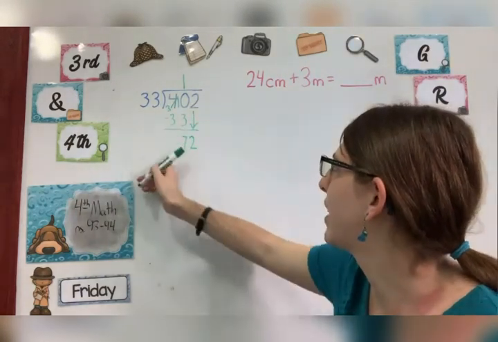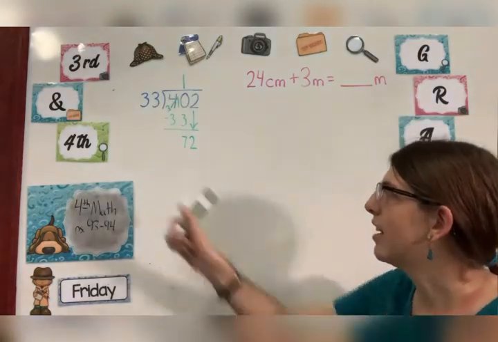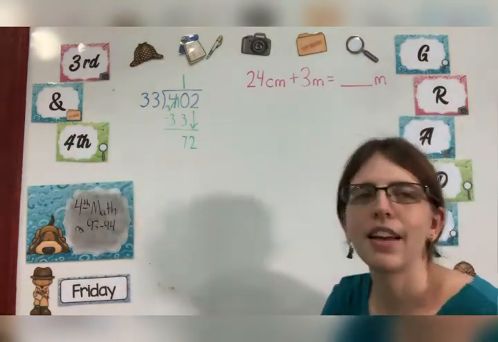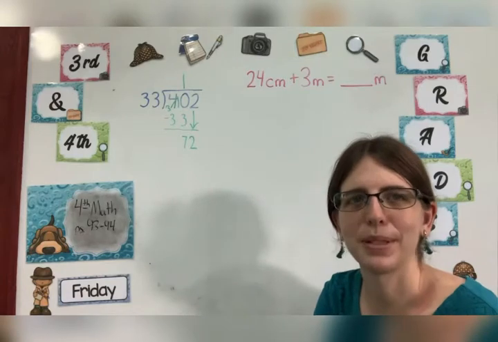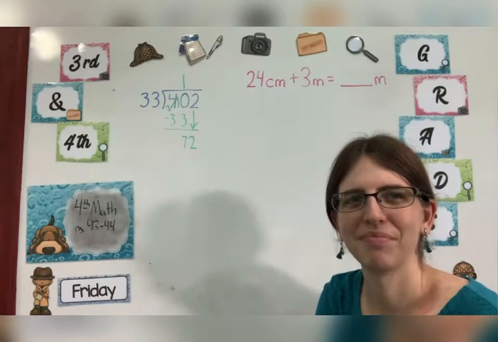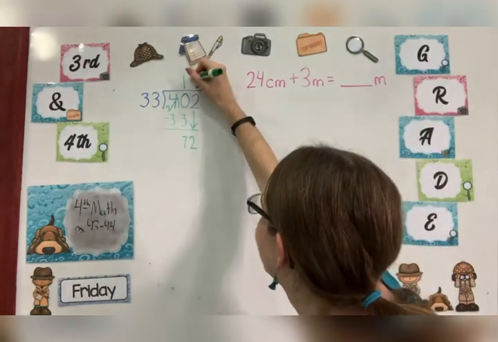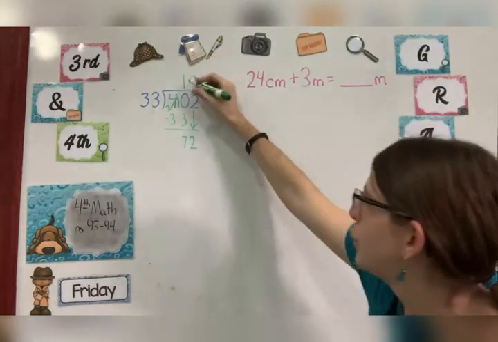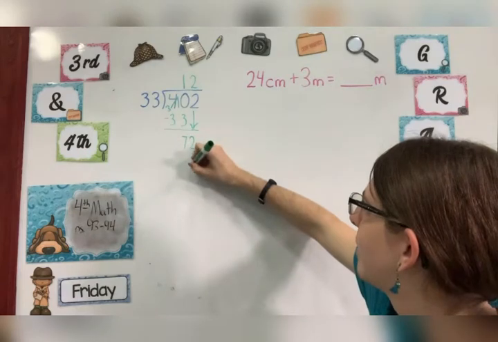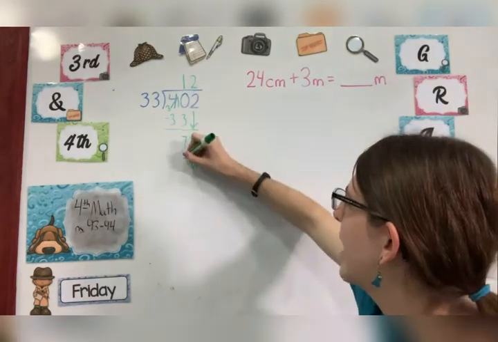Now I have 72 divided by 33. Look at the 3. 7 divided by 3, about how many times? 2, very good. So it's probably going to be twice. 2 times 3 is 6.